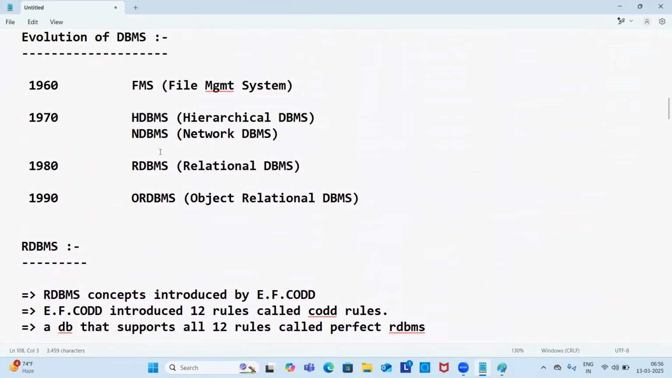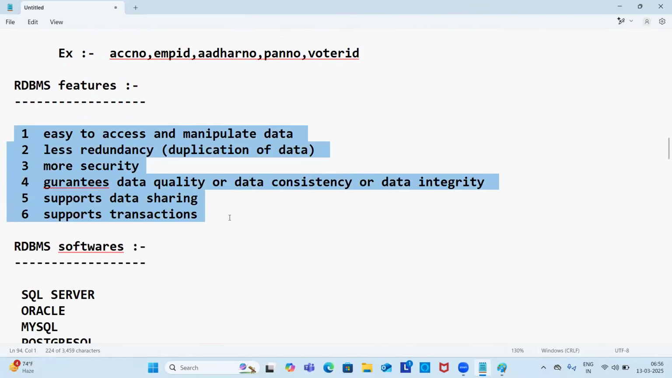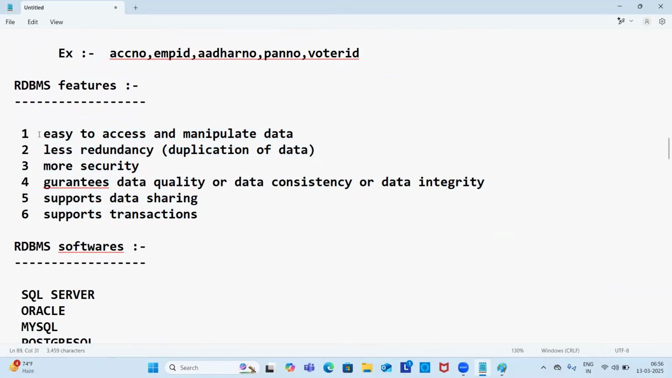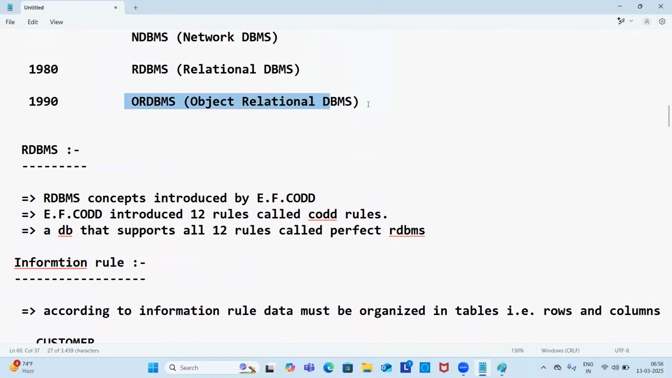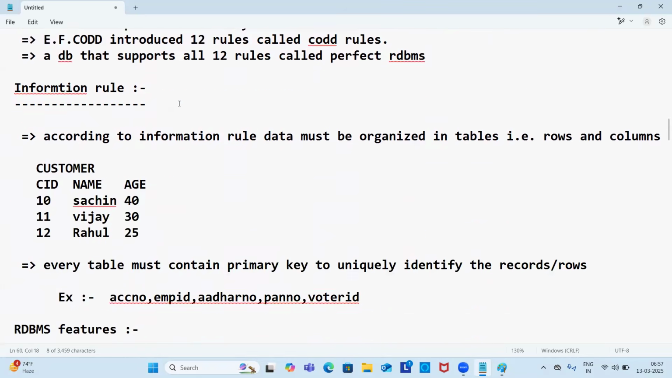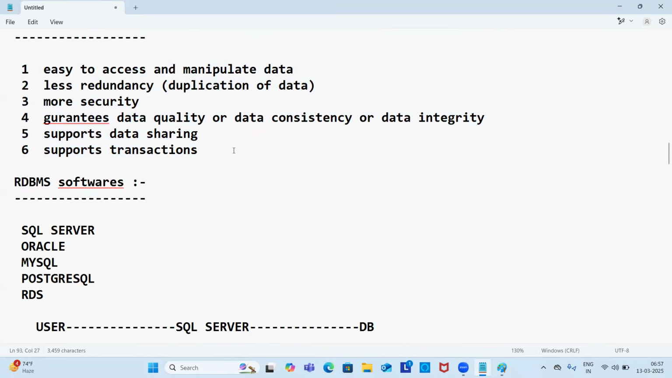In the next class, we'll discuss these points: easy to access and the other features. We'll also discuss RDBMS. It will not take much time, just 5 minutes, because it is not completely different. It is an extension to RDBMS. So we'll discuss RDBMS and these points in the next class, and once this is completed, we can start SQL Server. Before you go to SQL Server, you need some basics.